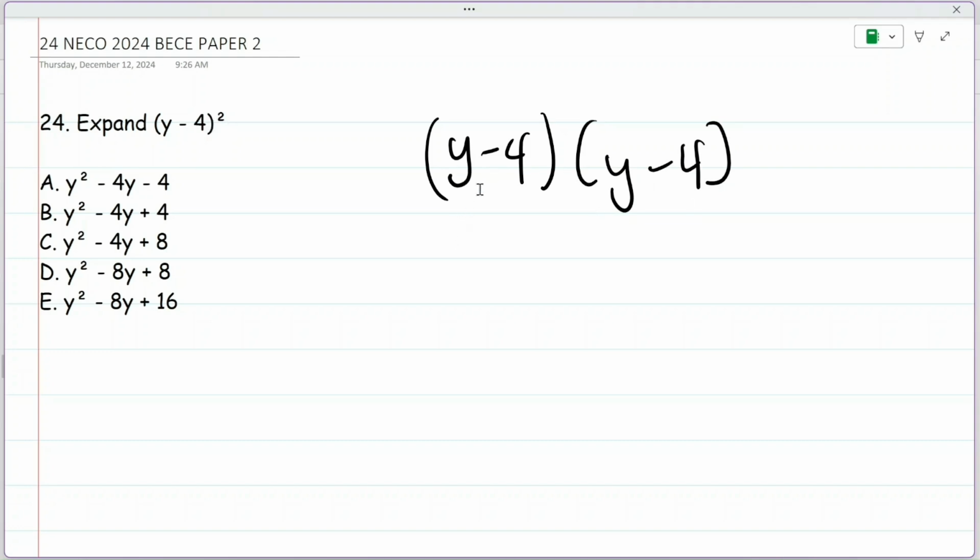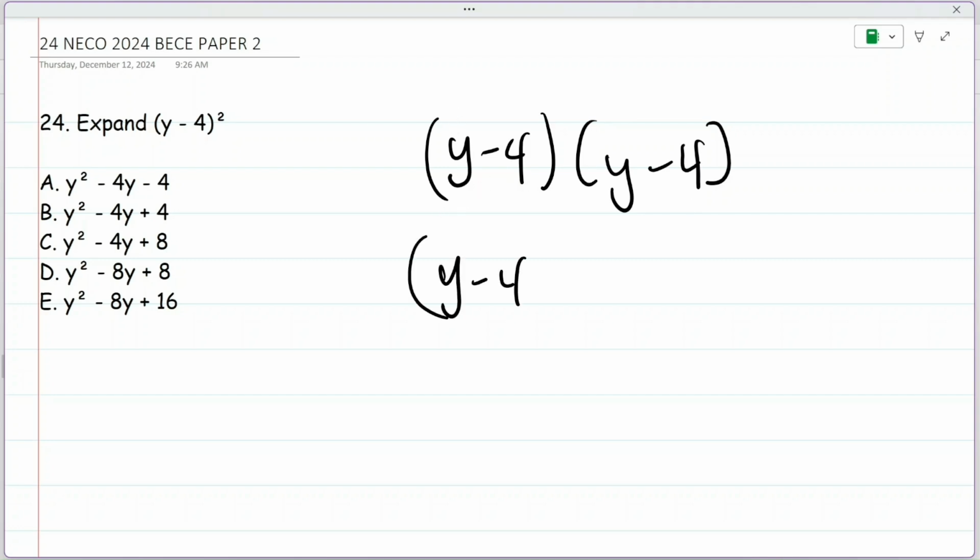And you know how you multiply your algebra. In this case, you can say y times y, and this y times this minus 4. Then you go to the second step, minus 4 times y, and minus 4 times minus 4. This question is easy, but the minus here makes it technical. But we'll do it the right way, where we repeat one of them twice. We repeat this y minus 4 twice.